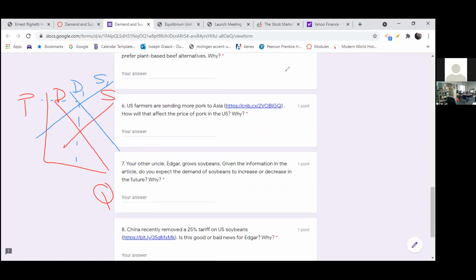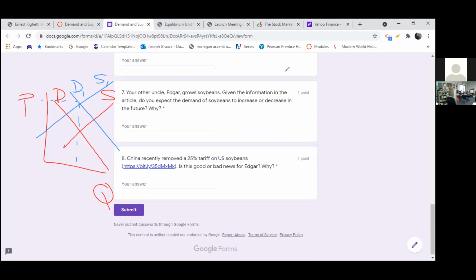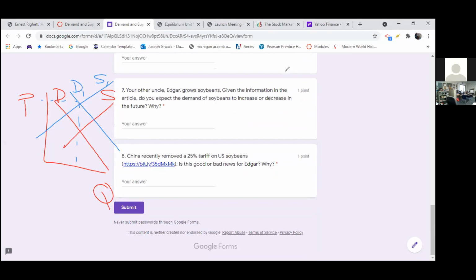How will that affect the price of pork and why? Your other uncle, Edgar, grows soybeans. Given the information in the article, do you expect the demand for soybeans to increase or decrease in the future, and why? Soybean is the very essence of plant-based meat alternatives. And then China recently removed a 25% tariff on U.S. soybeans. Is that good or bad news for Edgar, right?